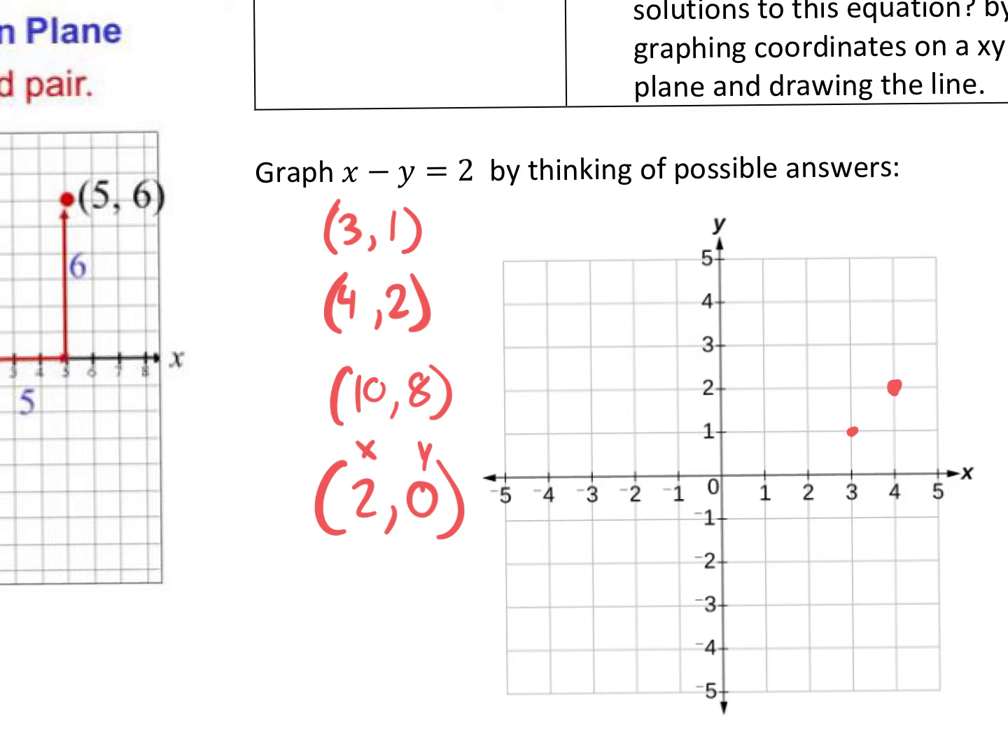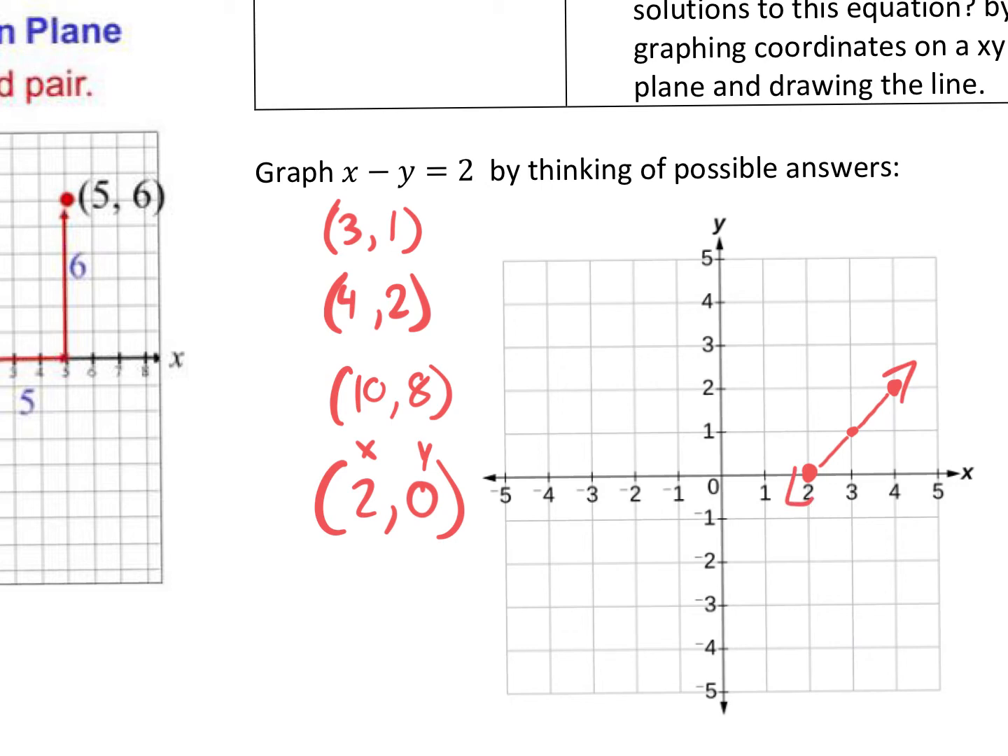Okay, how about 10, 8? 10, you're off the graph, 8, you're off the graph, but it will be somewhere up here that lands perfectly on that line. Okay, but let's do 2, 0. Where's 2 on the x, 0 on the y? There it is. So as you can see, we do have a line going through these 3 points. Put an arrow, and you're done.